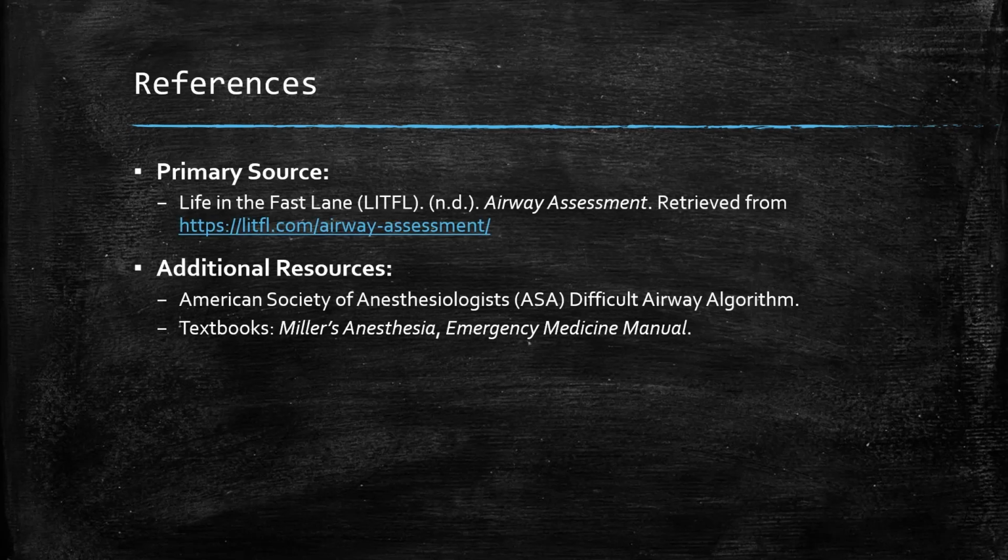References. If you want to dig deeper, here are my sources. The Life in the Fast Lane article on airway assessment is our main guide, packed with practical info. The ASA difficult airway algorithm is a gold standard for managing tough cases. And for a deeper dive, check out Miller's Anesthesia or the Emergency Medicine Manual.